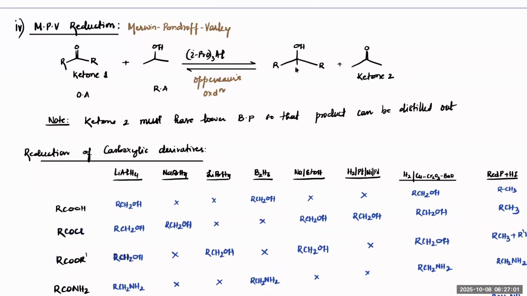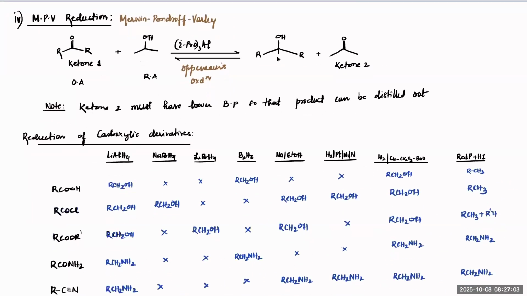Clear? So the backward reaction is called Oppenauer oxidation, forward is called MPV reduction. Any doubt there? Okay, that's understood. Backward is Oppenauer oxidation. Got it? I'll give you a minute's time. Please go through the entire reduction sheet once.